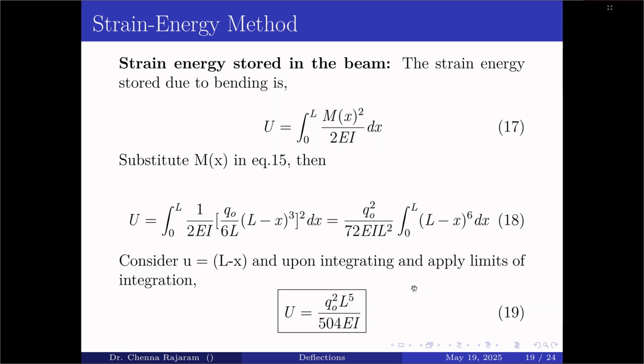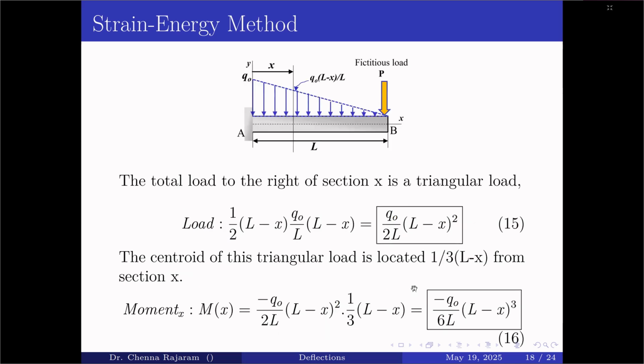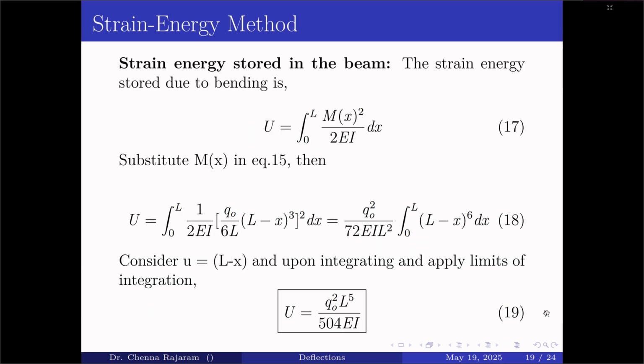Then the strain energy stored in a beam is equal to the strain energy stored due to bending. As we know, the equation is U equals integral from 0 to L of M(x) whole square divided by 2EI into dx. Now, the moment value that we obtained here is minus Q naught divided by 6L into (L minus x) whole cube, divided by 2EI into dx.